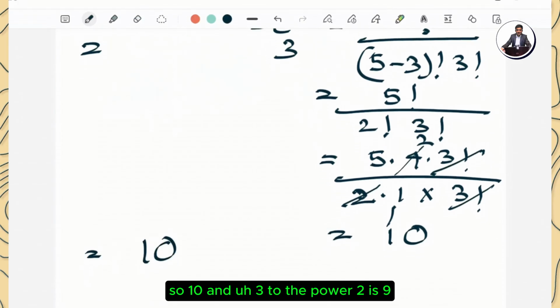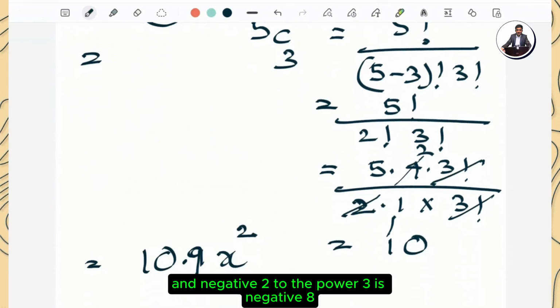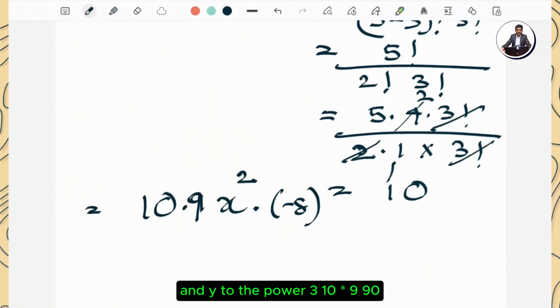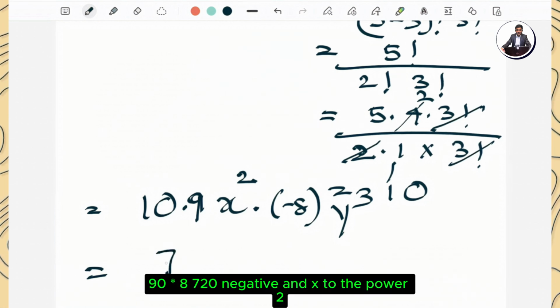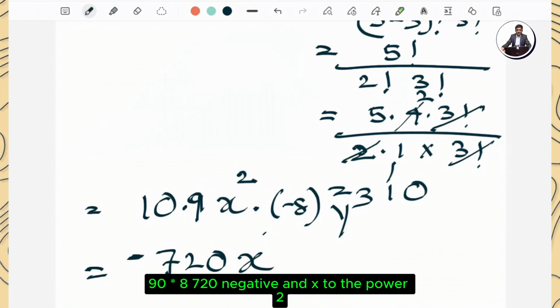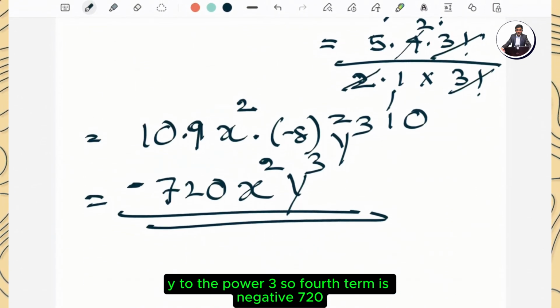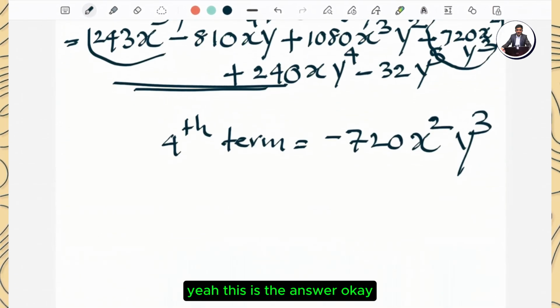So 10, and 3 to the power 2 is 9, x to the power 2, and (−2) to the power 3 is −8, y to the power 3. 10 times 9 is 90, 90 times 8 is 720, negative, x^2 y^3. So the fourth term is −720 x^2 y^3. Yes, this is the answer.